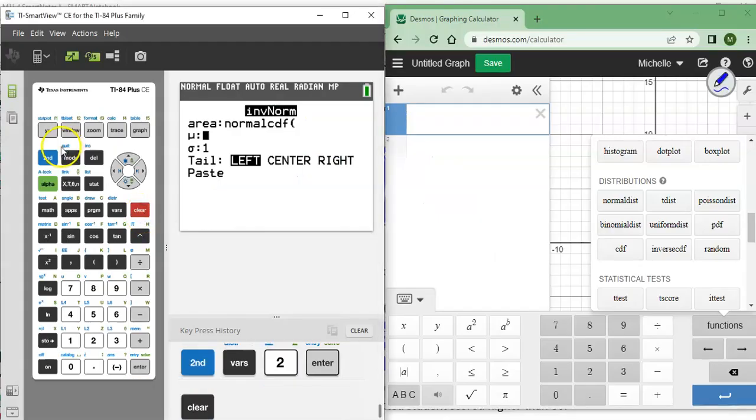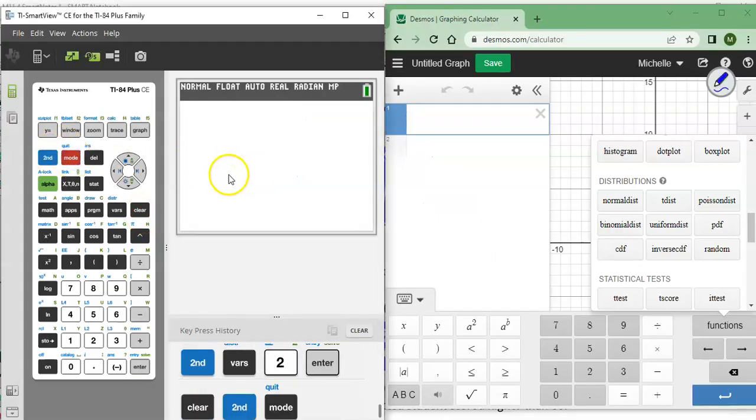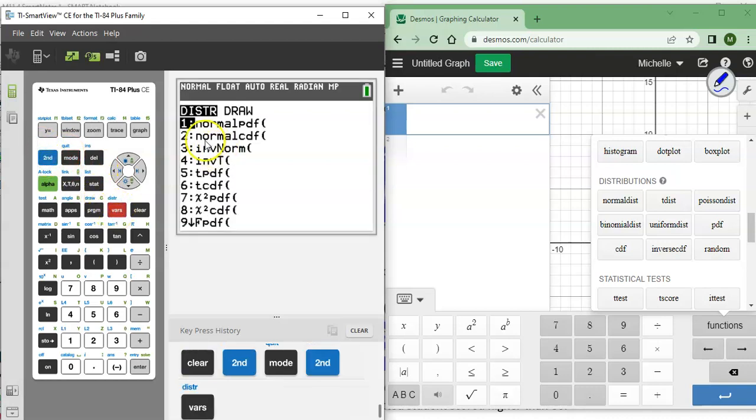So here's the rub with this one, y'all. We can't do this one with the 30, but you can do it in Desmos. So if you are doing this at home, you can do it in the TI-84, and obviously you'll have the TI-84 when you take the test, okay? So let me show you here. We're going to say second vars, and we want this normal CDF right here. That's the one we want.